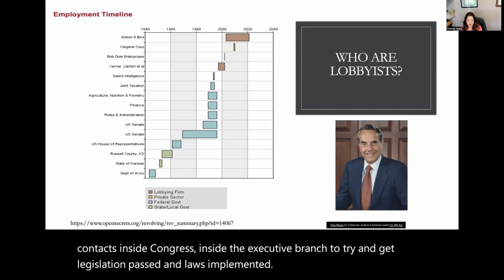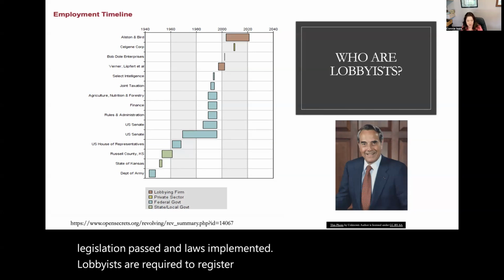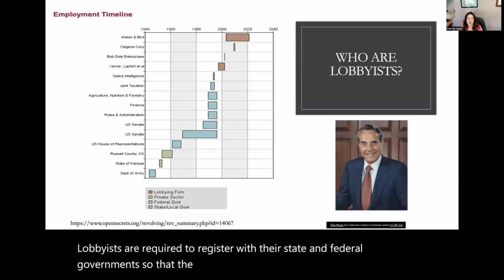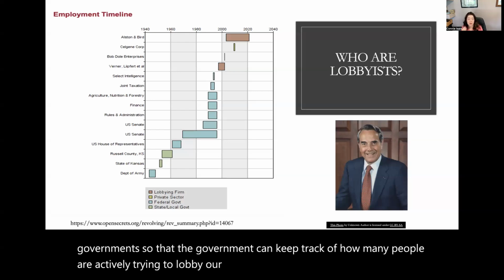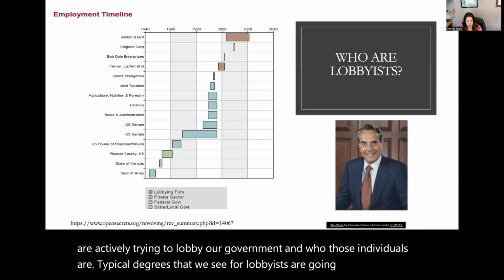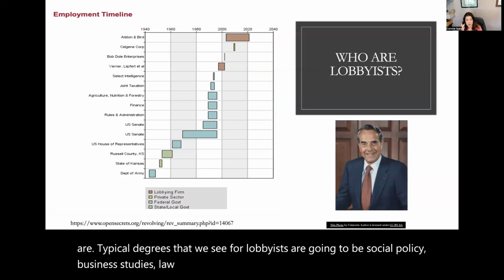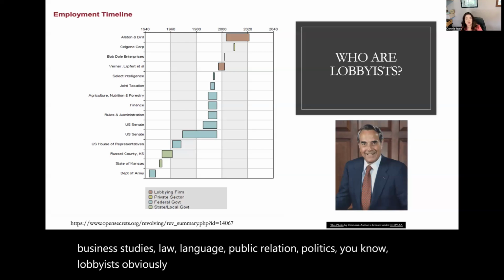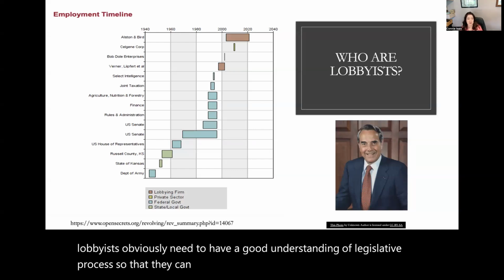Lobbyists are required to register with their state and federal governments so that the government can keep track of how many people are actively trying to lobby our government, and who those individuals are. Typical degrees that we see for lobbyists are going to be social policy, business studies, law, language, public relations, politics. Lobbyists obviously need to have a good understanding of the legislative process so that they can help our legislators pass bills.